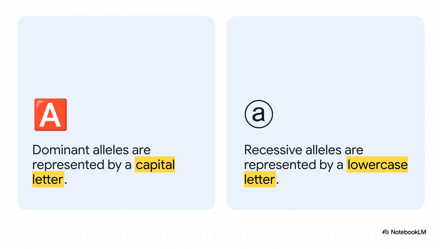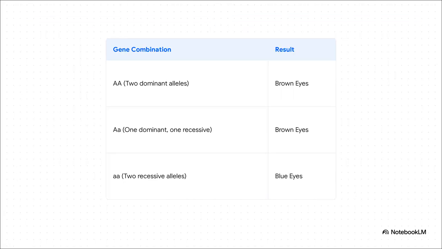Now, to keep track of all this, scientists use a super simple shorthand. Dominant alleles get a capital letter, and the recessive ones get a lowercase letter. It's just a really easy way to see who's in charge at a glance. Let's use the classic example of eye color to make this real. Let's say the allele for brown eyes, we'll call it big A, is dominant over the allele for blue eyes, or little a. So if you get 2 copies for brown eyes, AA, you get brown eyes.